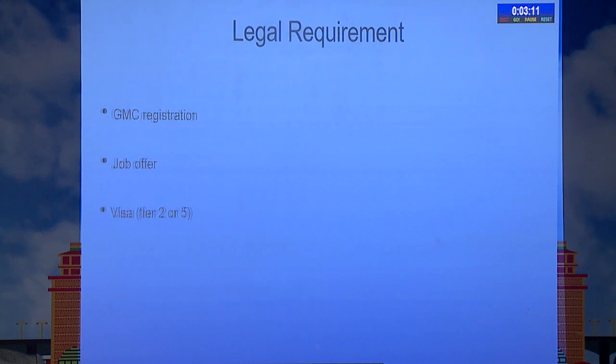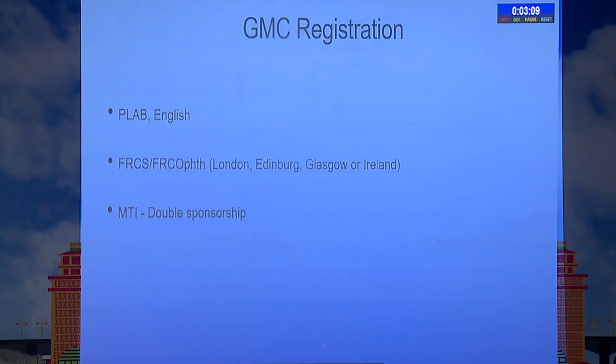So let's look at the GMC registration first. You cannot work in England unless you have a GMC registration. And there are only 3 ways of getting a GMC registration. You can do a PLAB and get it, or you can do a first year's exam from any of the English colleges, and then you can be registered. But if you don't want to do a PLAB and you've not done the first years, then the third way is called MTI, or double sponsorship, or medical training initiative.